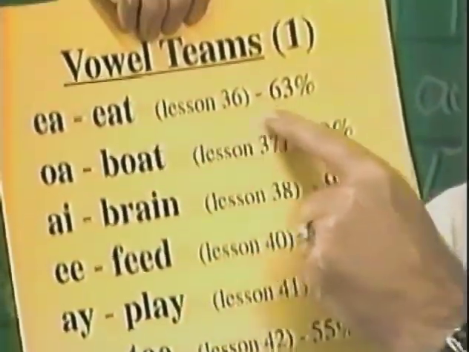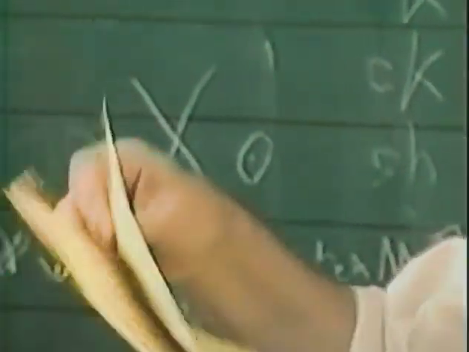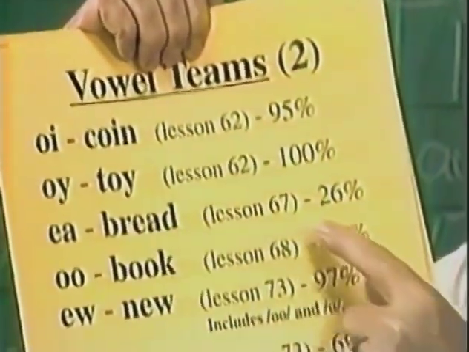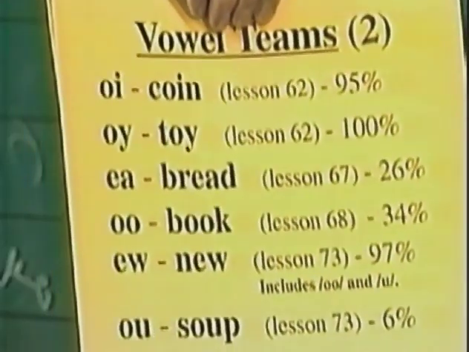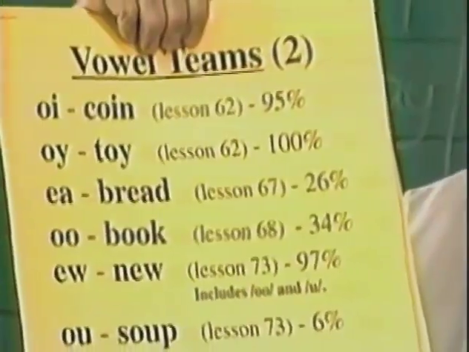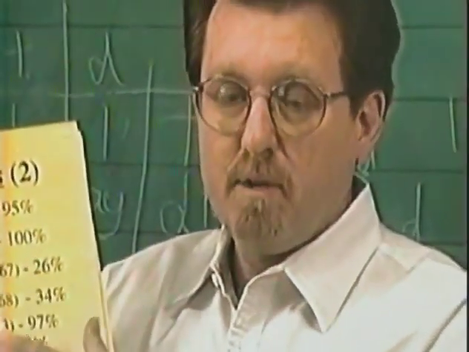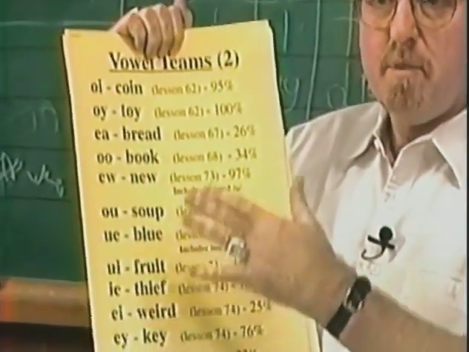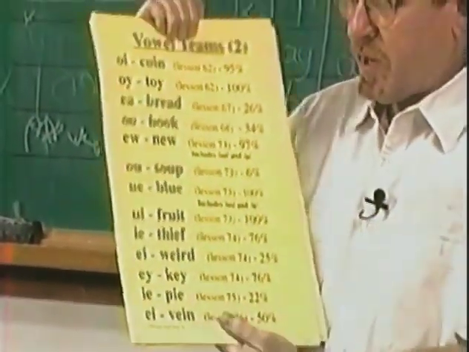EA spells E 63% of the time. Now a little bit later in the program, EA spells E 26% of the time. So E is your first guess, E is your second guess. Then we have three sight words, break, steak, and great. Those are the three that sound like A, and we teach those as sight words. But you see how this makes students be able to make better guesses when they see vowels and vowel combinations.